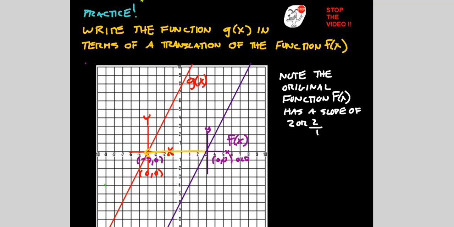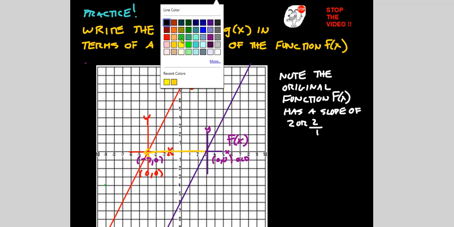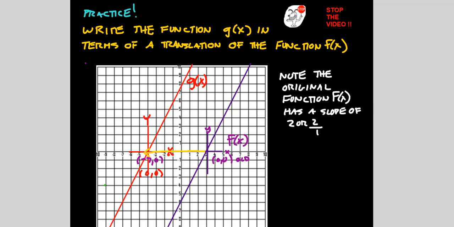So without using this first, I know I'm going 7 units to the left, so I could write this function as, let's get the right pen here, I could write f of x, I'm sorry, g of x in terms of f of x. G of x is equal to f of x plus 7, because that's a shift of 7 left. And there is no vertical shift the way I'm doing this. So that's the function right there. G of x equals f of x plus 7.